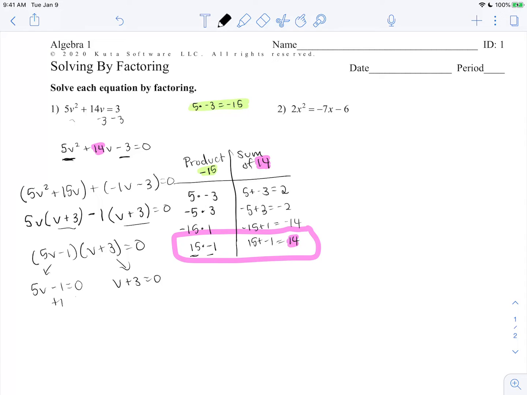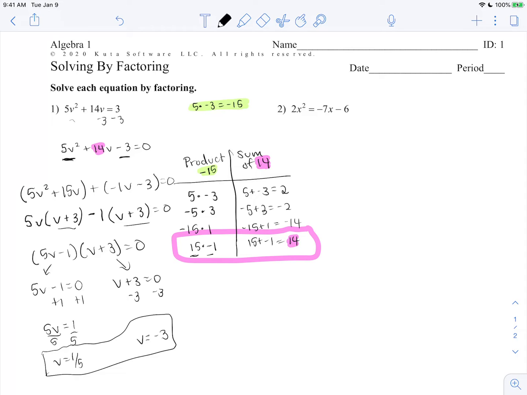So I'm going to add 1. I get 5v equals 1, and I would divide by 5. So we're left with v equals 1/5. Do the same thing over here to solve, and we'd have v equals negative 3. So both of these here are my solutions to this problem. It's kind of a time-consuming problem. Obviously, you see how much work I have here, which is a lot. It's just one of those things. You have to do a lot of work for these problems.